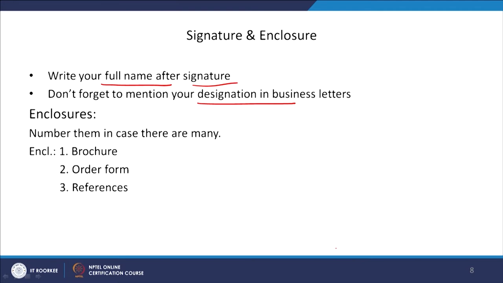And next to that, the last is enclosures. In business, we actually deal in several things, and sometimes we also want to ensure that we send them brochures. At times, we also send them the list of what we deal in. Sometimes we are also sending them order forms, references whatsoever, because letters in the professional world are written for various purposes, and depending upon the purposes, when you are writing your letter and if you feel that some enclosures are also essential for providing the customer or the receiver some more information.